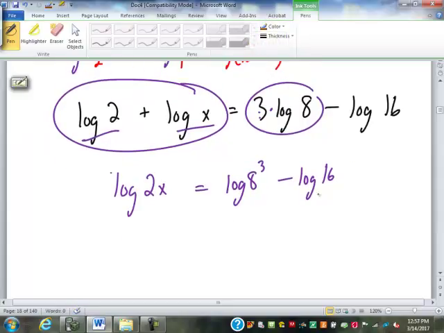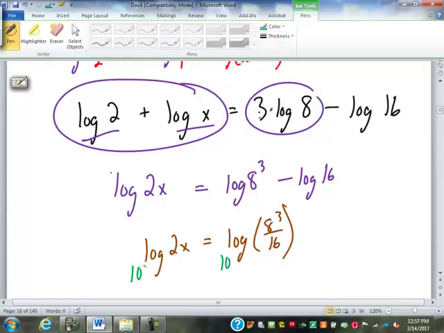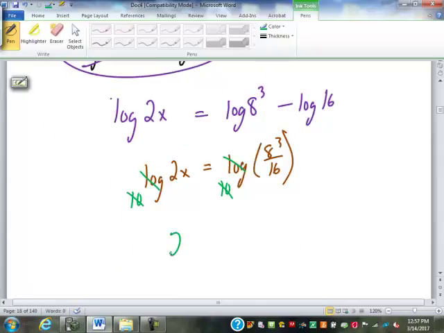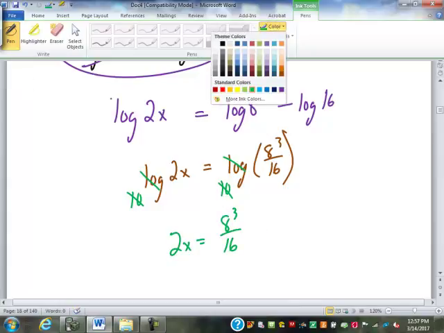When you subtract logs, it's like dividing. So log of 8 to the third minus log of 16 is log of 8 to the third divided by 16. So now we can do 10 to the power of on both sides since we got it down to a single log. The 10 and the log cancel out. We have 2 times x equals 8 to the third over 16.